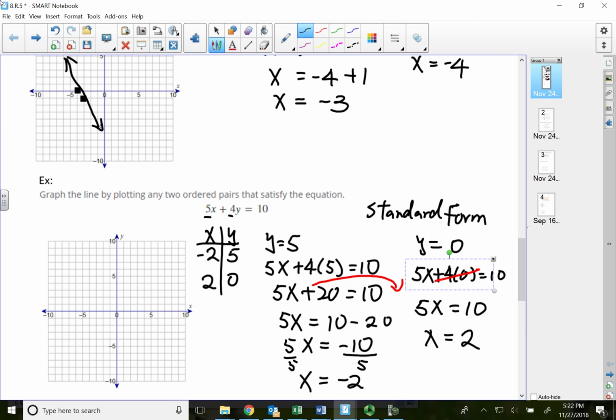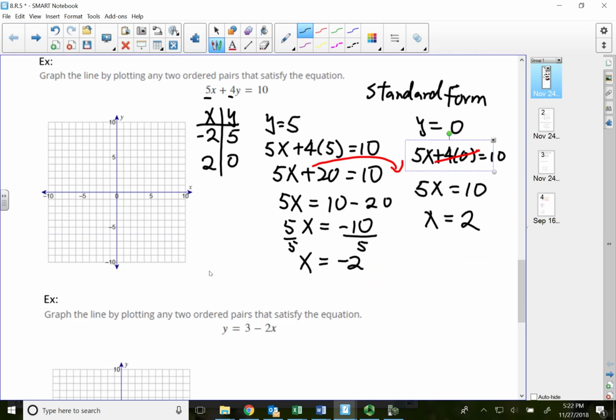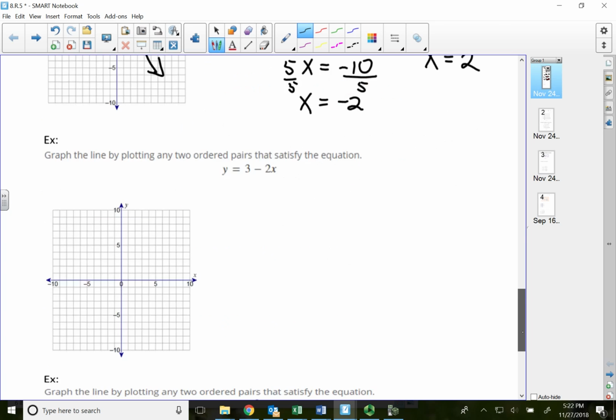So now I got 2 points. I can connect them with the line. All right, negative 2, 5. So that means go to the left 2 and up 5. That would be right there. 2, 0. Starting from the origin, 2 for x means go to the right 2. 0 for y means I do not go up and down. So that point stays on the x-axis. So once I plot my 2 points, then we can connect them with the line. So here is my equation of the line.